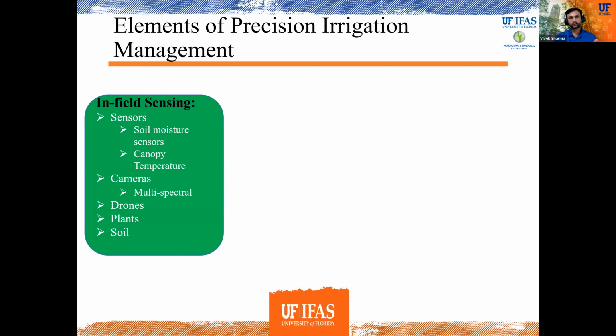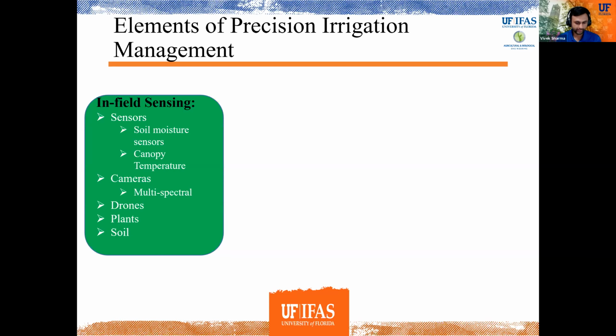Now I'll talk about the different components of precision irrigation management. There are basically 3 components. One is in-field sensing, in which you use a set of sensors. It can be a soil moisture sensor or canopy temperature sensors, or we can use other advanced tools like satellite imagery or drones, or we can sense a certain property of a plant or soil to make a decision.